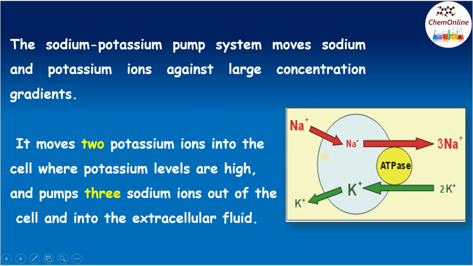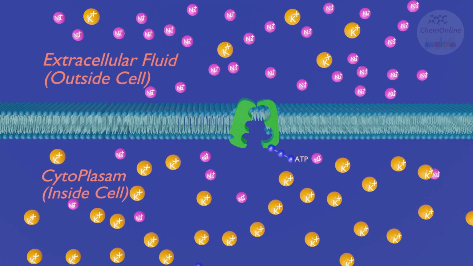And we have already seen that outside the cell the concentration of sodium is more and inside the cell the concentration of potassium ions is more. So that means the transport process is occurring from a lower to a higher concentration. And that's why it requires energy, which is powered by ATP and catalyzed by the enzyme ATPase. Now let's see an animation on the transport process of sodium and potassium ions across the cell membrane.